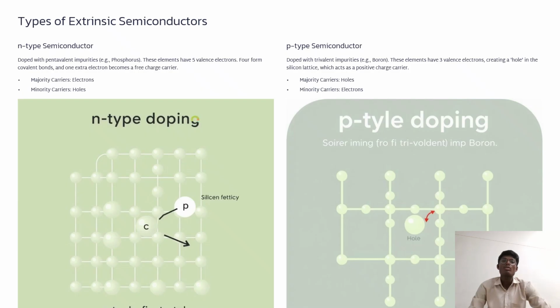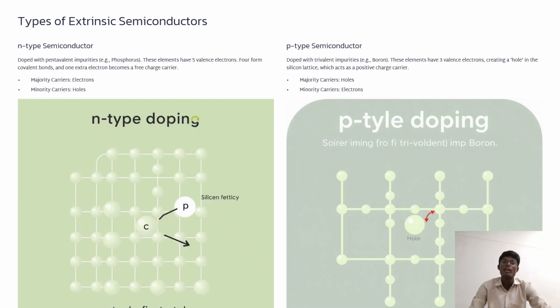Extrinsic semiconductors are of two types. They have impurity atoms added by doping, giving p-type and n-type. Of the five valence electrons, four form covalent bonds and one extra electron becomes a free charge carrier. In N-type semiconductors, electrons are the majority charge carriers and holes are the minority carriers. They are doped with pentavalent impurities, for example phosphorus. These elements have 5 valence electrons; 4 form covalent bonds and the extra electron becomes a free charge carrier.